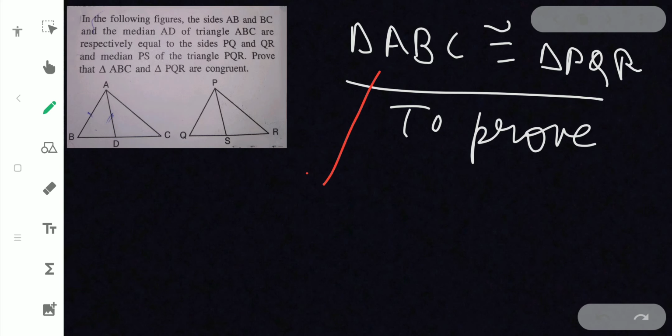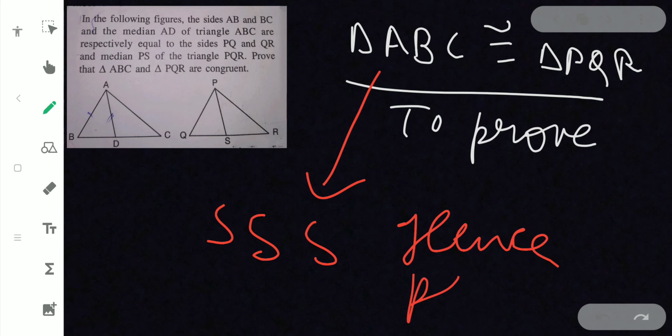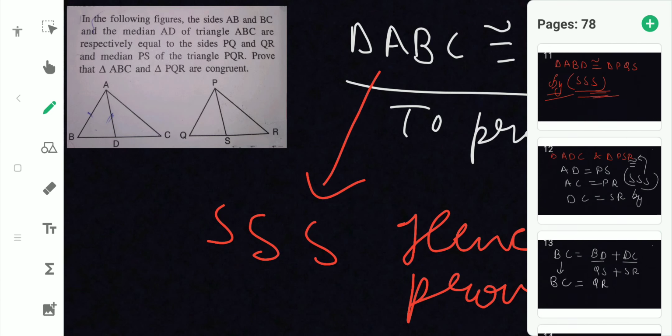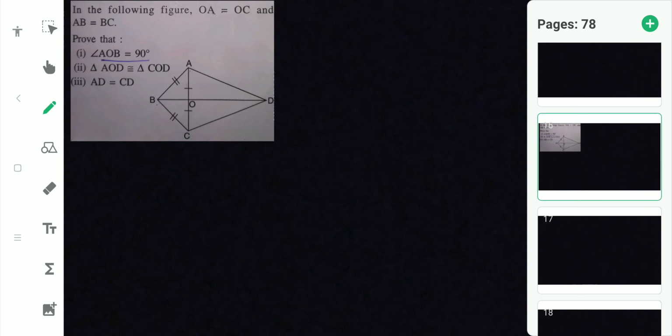Triangle ABC or ACB is congruent to triangle PQR by SSS. You can write hence proved at last. So now we have proved. Let us go on to the next question. The question is on your screen.